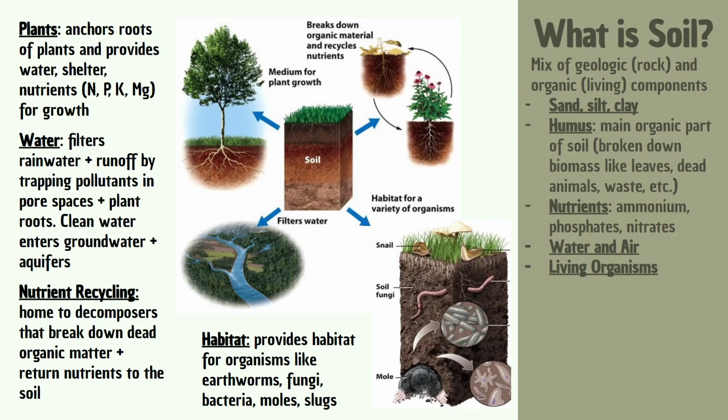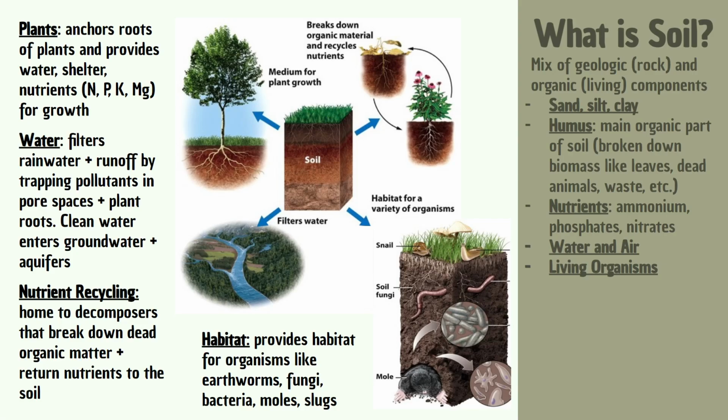There are four really important roles that soil plays in ecosystems. First is that it supports plant growth. It is going to serve as an anchor for plant roots, and it's going to provide them with the water and the nutrients that they need. These are things like nitrogen, potassium, phosphorus, and magnesium. We can see this tree here has established its roots, and that is going to help hold it up.